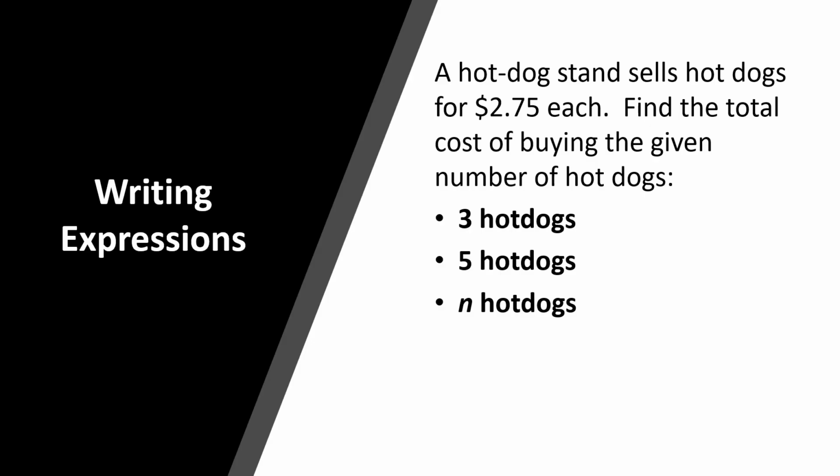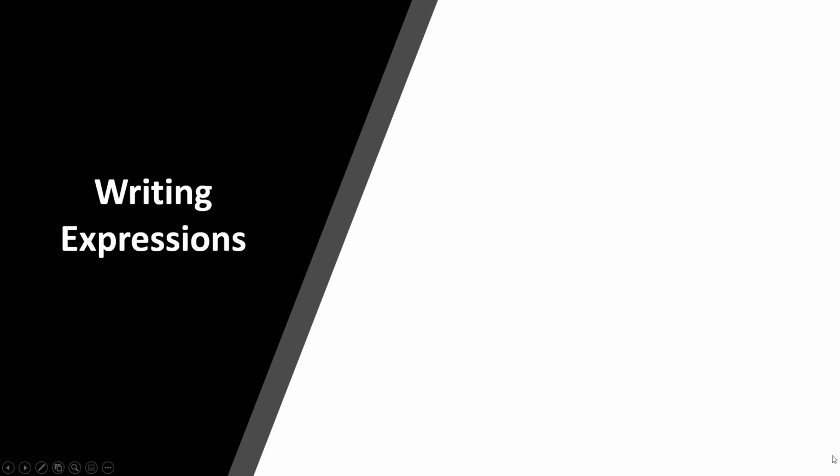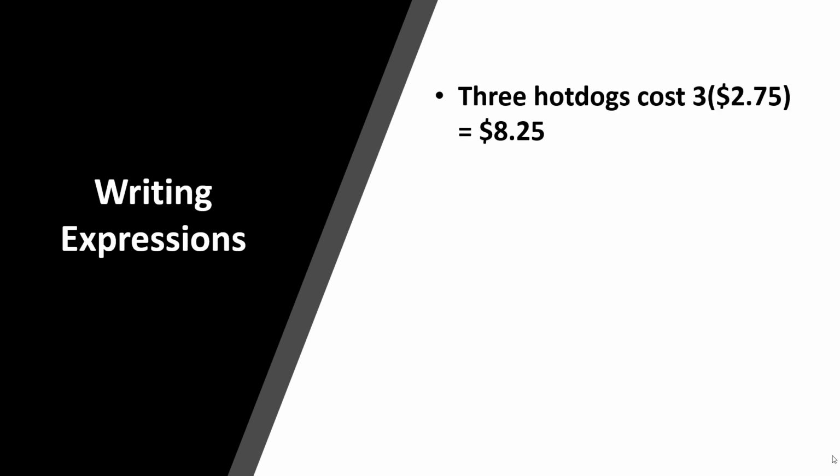A hot dog stand sells hot dogs for $2.75 each. Find the total cost of buying the given number of hot dogs. First one is 3, then 5, and then for the variable n hot dogs. So let's first look at 3 hot dogs. Well, that would be 3 times $2.75, which gives us a grand total of $8.25.